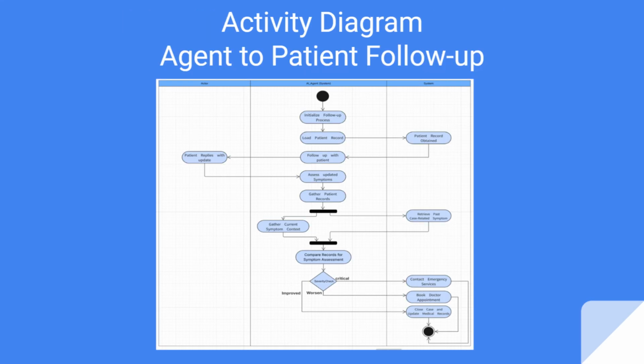Activity diagram. The follow-up activity requests an update compared to symptom history and prior advice. Then branch. In case of a critical condition, it escalates the case to EMS. If the condition becomes worse, the system books a doctor. If the condition is improved, it closes the case and updates the record. The key is repeatable reassessment and not a one-off check-in.